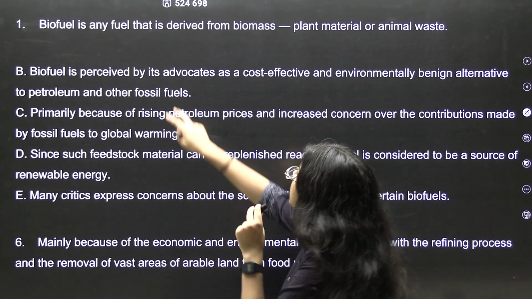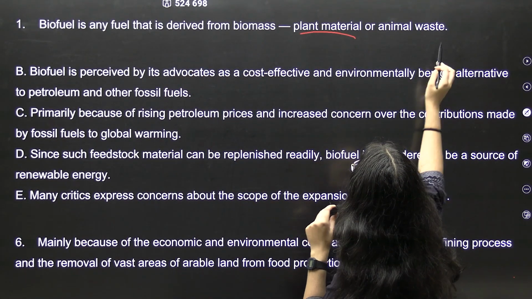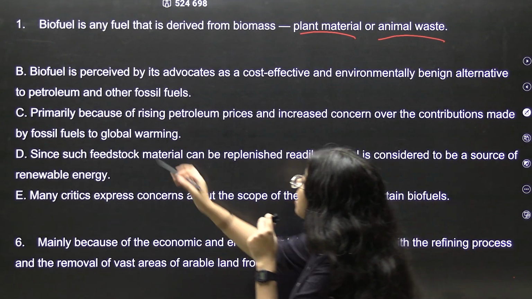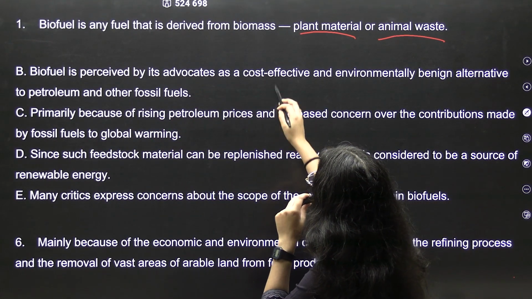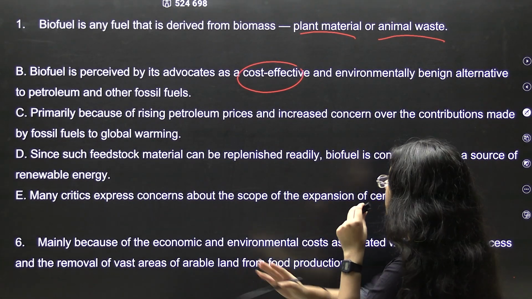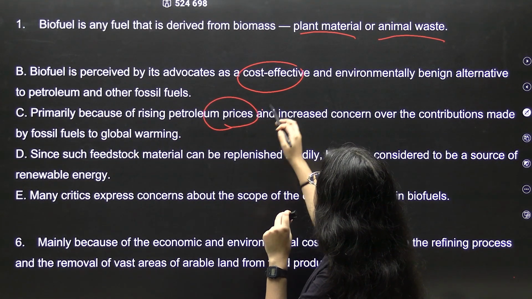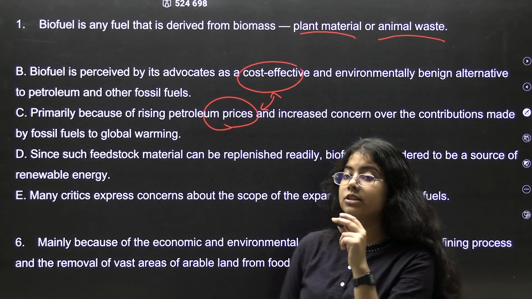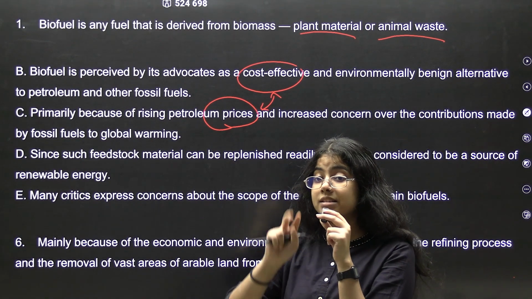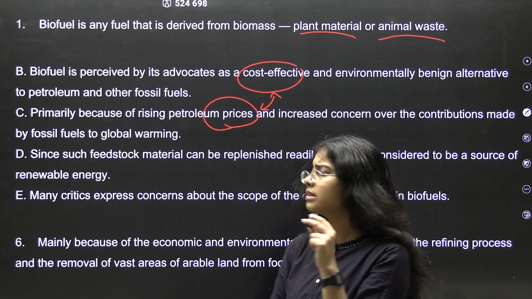That's it. See, it is a fuel derived from biomass, plant material, and animal waste. Can you find any sort of connection now? See, biofuel is perceived by its advocates as cost-effective and environmentally benign alternative to petroleum. Okay. Primarily because of rising petroleum prices. You know there is a connection here. There's a clear link of ideas here. Cost-effective and prices are closely related ideas. थोड़ा तो connection हो सकता है इन दोनों sentences में.